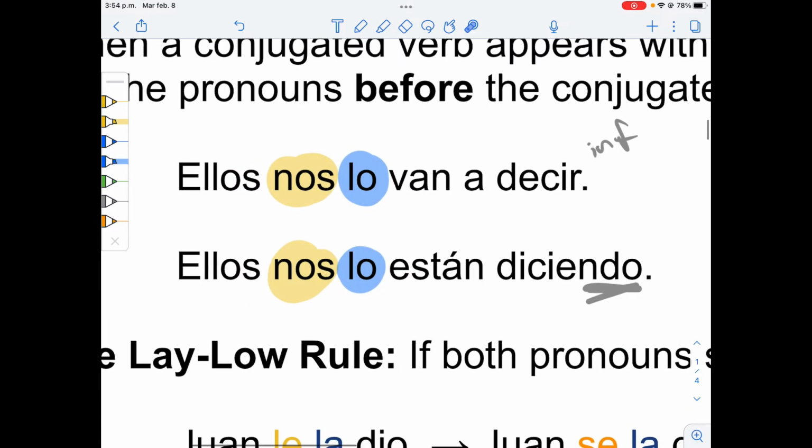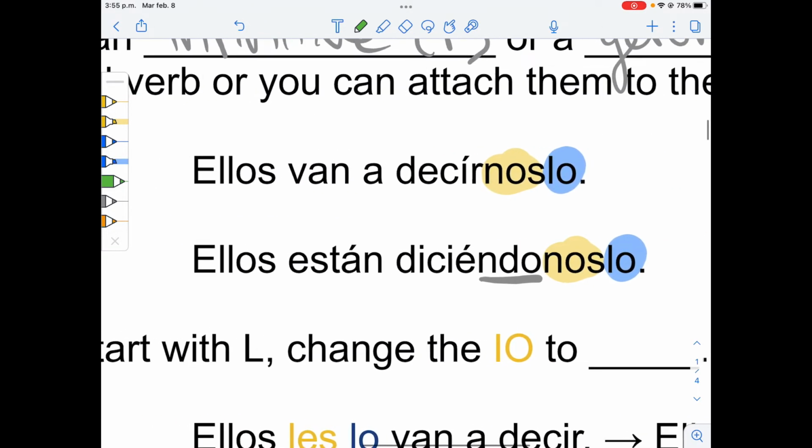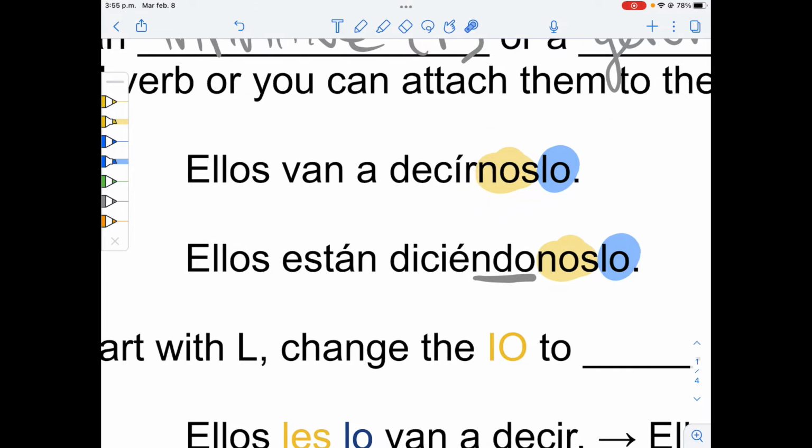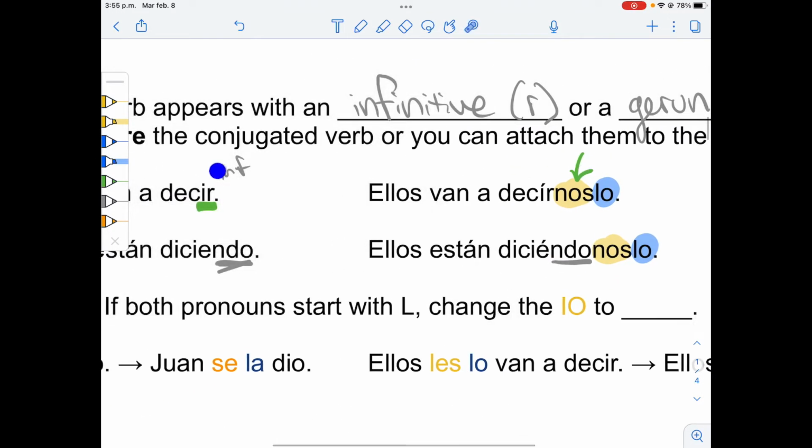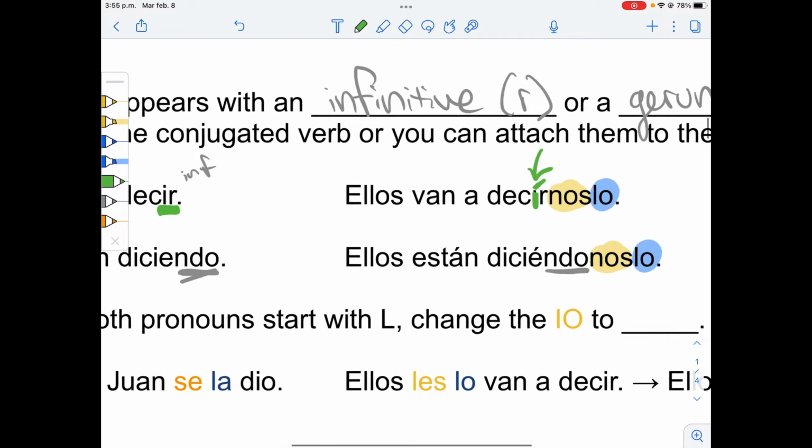But let's look at emphasis for a second. Ellos nos lo van a decir. Here, our emphasis is on decir, that syllable, cir. In order for that to still be the case when we attach a bunch of extra syllables, the emphasis would want to go elsewhere, but that's wrong. We want it to be on that same syllable, cir. So in order for that to happen, we need to put an accent on the end of the infinitive. So an accent goes on the end of the infinitive.